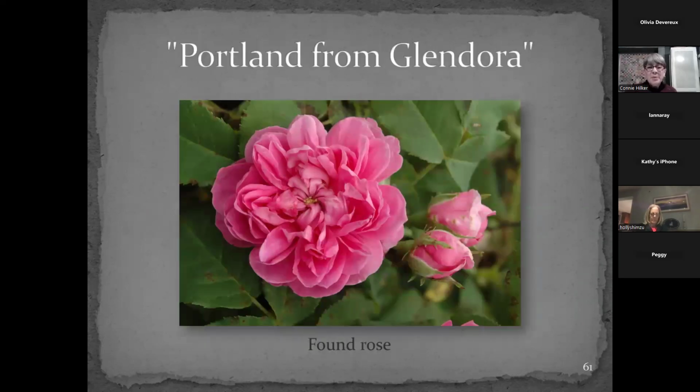Here we have Portland from Glendora. This was in that first order of old garden roses that I bought when I bought Celeste. This one, it's about 5 feet high, very, very fragrant, blooms a lot. And if you notice at the bottom left, you can see it's starting to get a little bit of black spot. It does black spot, but I don't spray this one. I just let it do its thing.